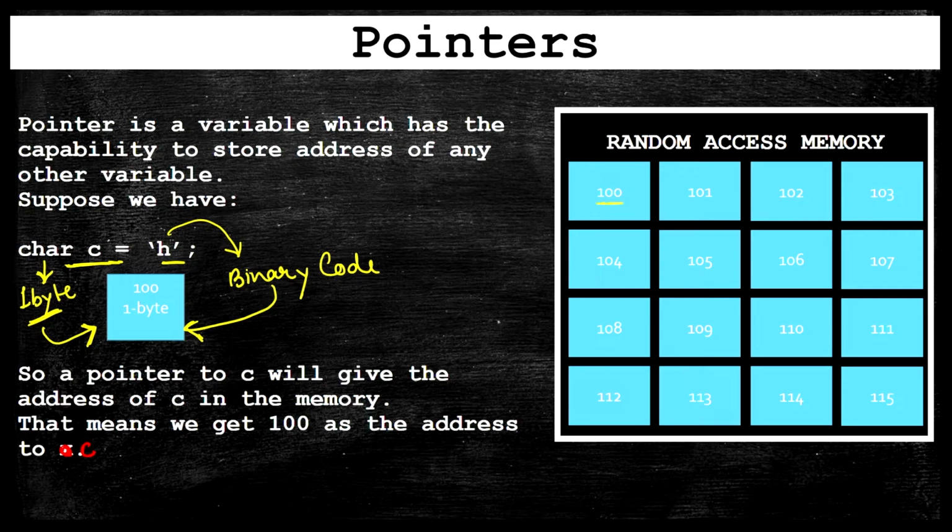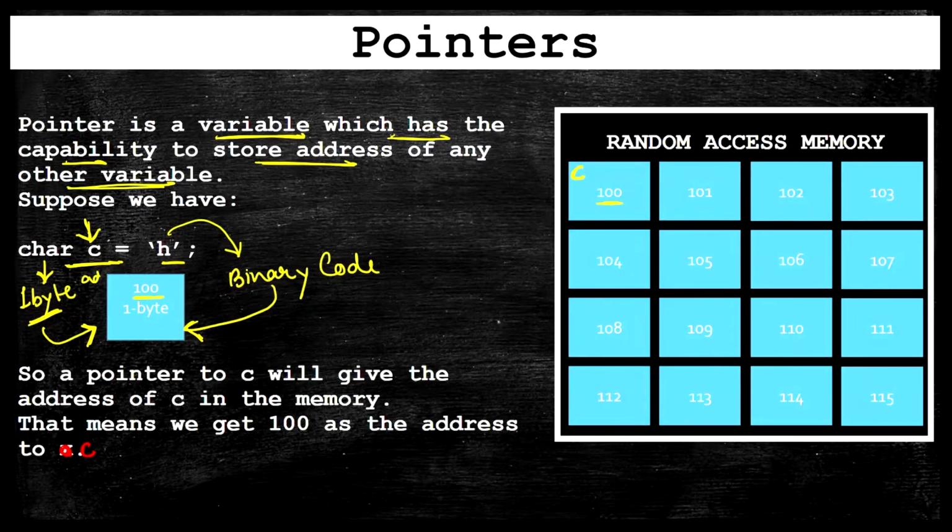Suppose the block with address 100 will be storing the char C variable. So to get this 100 printed on our screen, or to get this address printed on our screen, we take the help of pointers. If you read the definition now, a pointer is a variable which has the capability to store the address of any other variable. So here, what is the address of C? Address of C is 100.